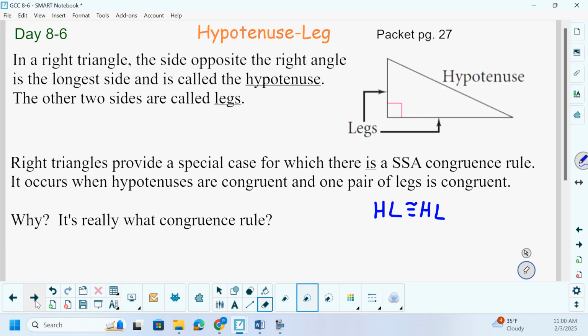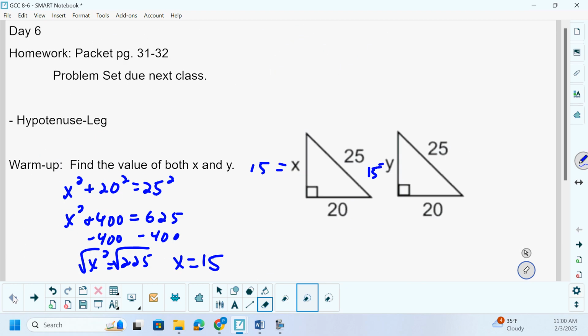Hypotenuse leg is a special case of side-side angle. In general, side-side angle doesn't work. But I'm going to flip back to our warm-up here. Notice in our warm-up, the given triangles, we eventually saw that they were really the same by Pythagorean theorem. Well, the given information, we had an angle here with the right angle. We have a side, and we have another side.